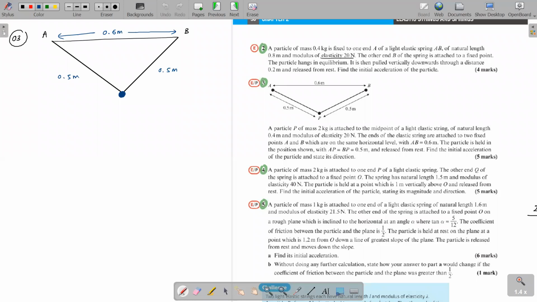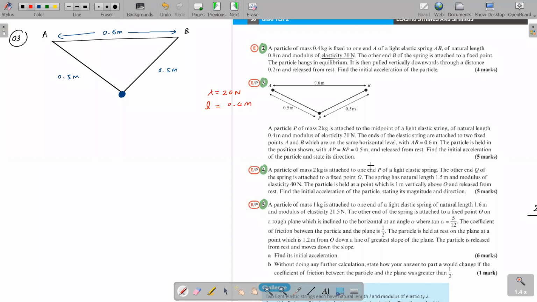Okay, question number 3. A particle P of mass 2 kg is attached to the midpoint of a light elastic string of natural length 0.4 meter and modulus of elasticity 20 Newton. So lambda is 20 Newtons. Natural length is 0.4 meters.